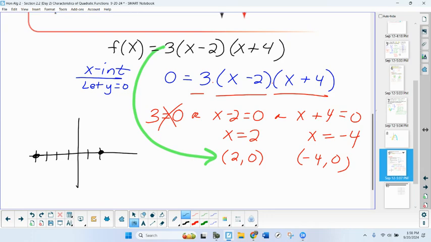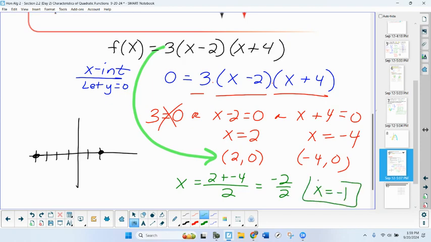How do you find the middle of 2 numbers? Add them up and what's 2 plus negative 4? What's negative 2 over 2? There's the equation for your axis of symmetry. Now, how can we find the y-coordinate? Well, take this and plug it in there.